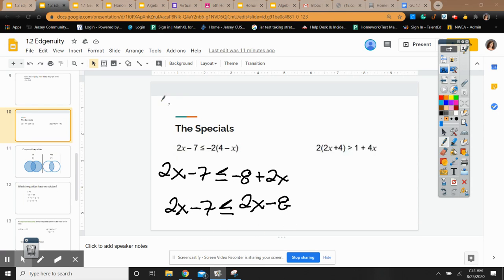So there's no solution. So the first special is called a no solution. You can call it empty set, or you can just write the word no solution. I think they might call it empty set too.